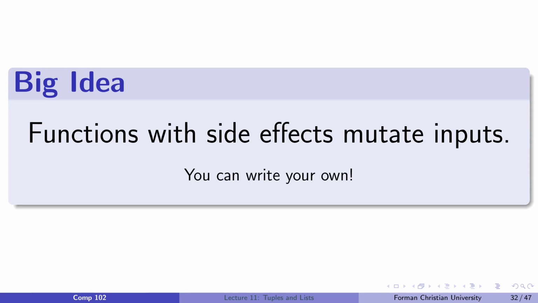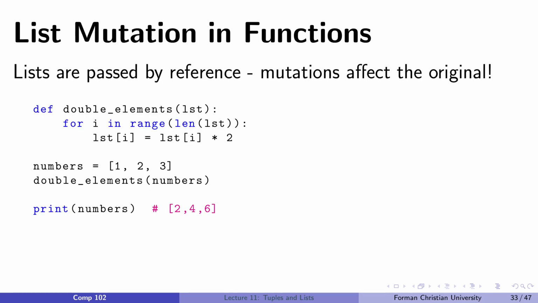Here is another big idea. Functions with side effects can mutate their inputs. If you pass a list into a function and that function changes the list, the changes are visible outside the function. The caller's list gets modified. This could be very, very powerful, but it could also be very, very dangerous if you're not careful. Let's trace this carefully.